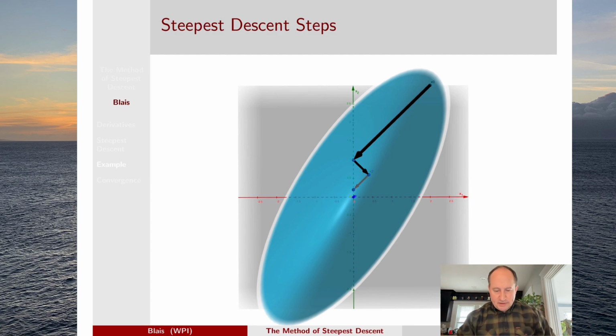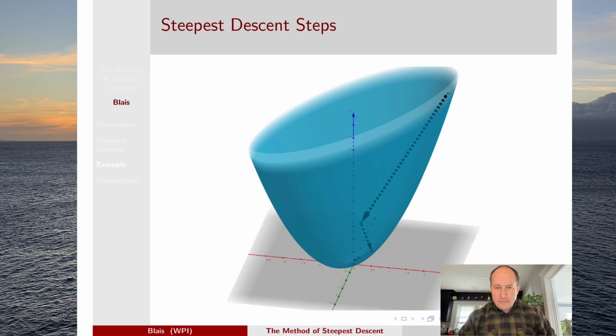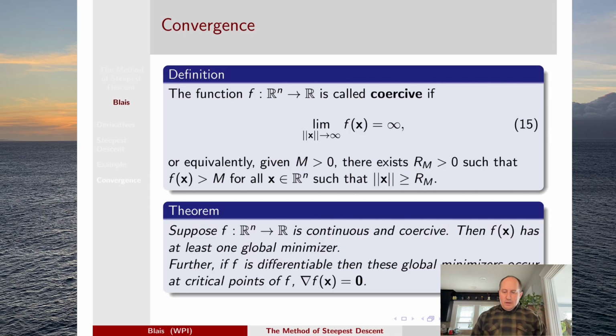So this again is just another depiction. Here it's a little bit harder to see because now this is 3D, but we are doing the same kind of trajectory that we were looking at before. One question that we often ask when we look at an iterative method like this is, are there any situations where we know it's going to converge?